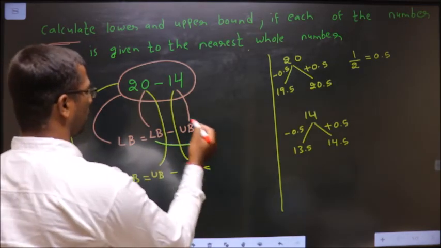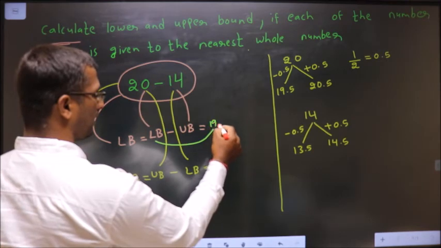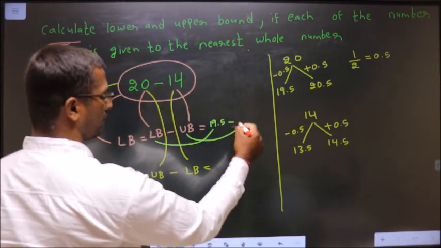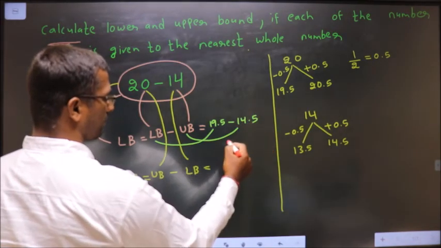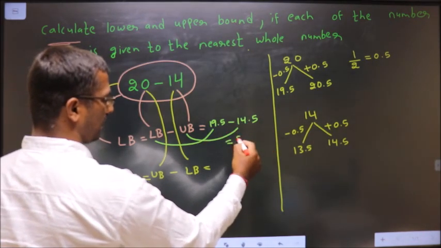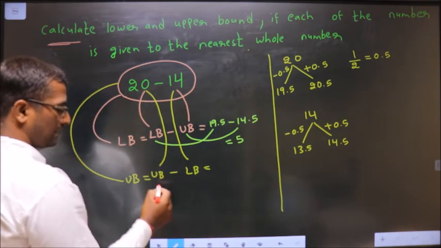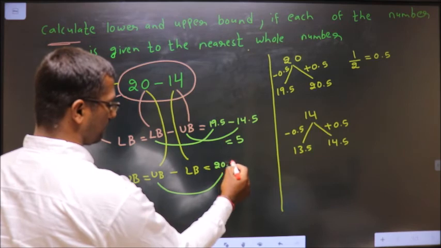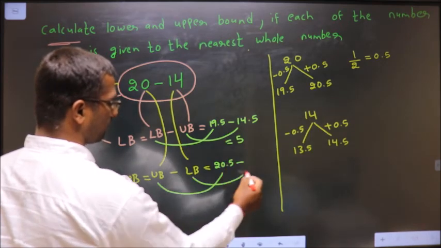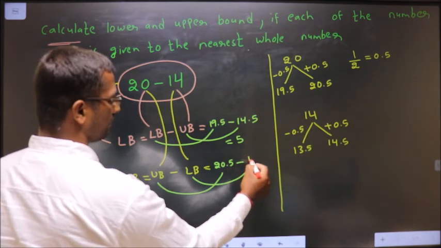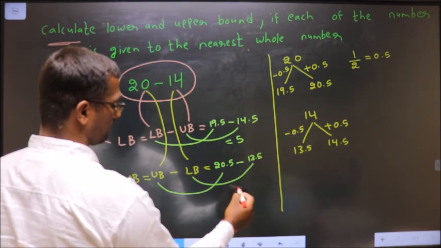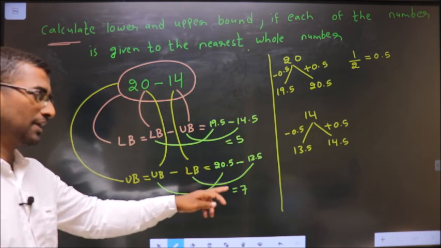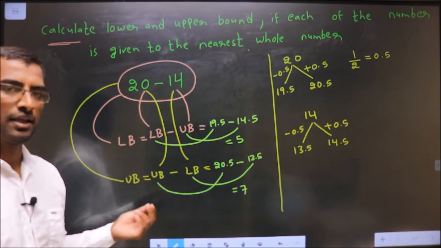So lower bound of 20 is 19.5 minus upper bound of 14 is 14.5. So if I subtract these two, I get 5. Next here, upper bound of 20 is 20.5 minus lower bound of 14 is 13.5. So I get 7. So this is the lower bound and this is the upper bound. Is it clear?